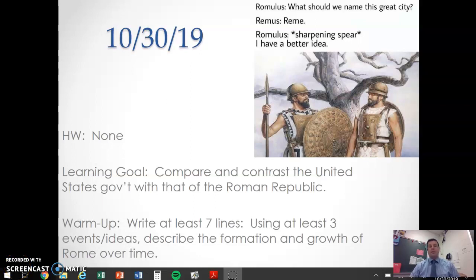Everyone, I'm just going to take you through the lecture on the Roman Republic and the government of the United States today. Please make sure that you complete any of the writings, and notice that the learning goal is asking you to compare and contrast. Therefore, I'd recommend incorporating that into your notes in some way.